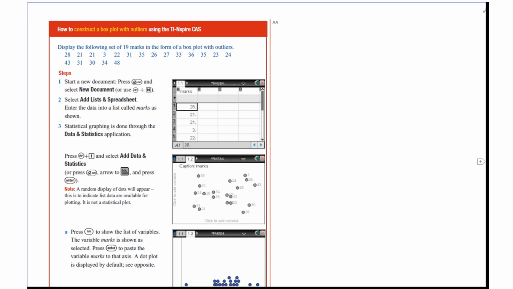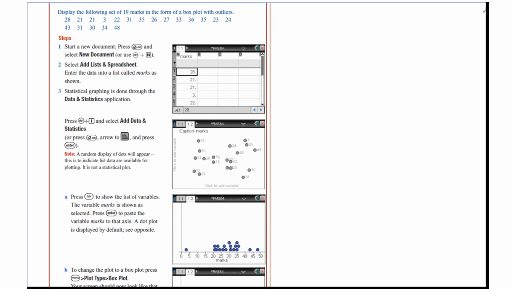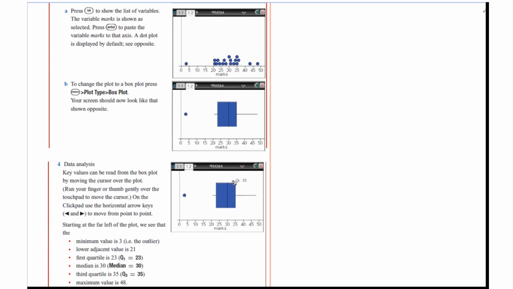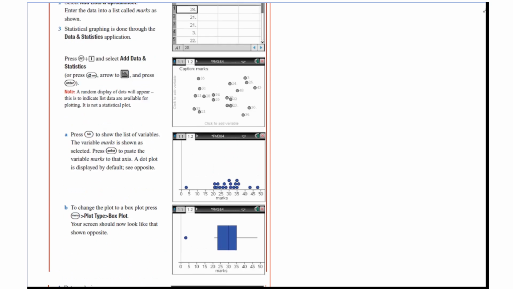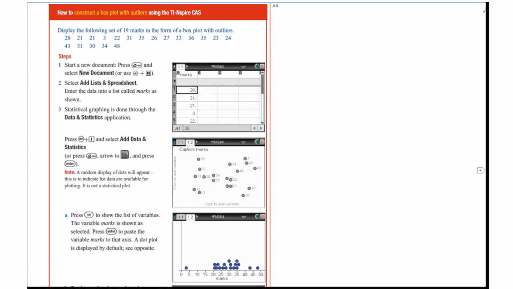So drawing box plots, you can use your calculator to do that. There are instructions you showed before. There are also these instructions. These are in the OneNote, so don't worry too much if you can't see it right now. So I'm going to move on.